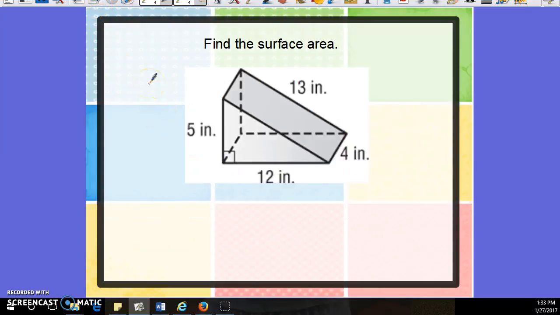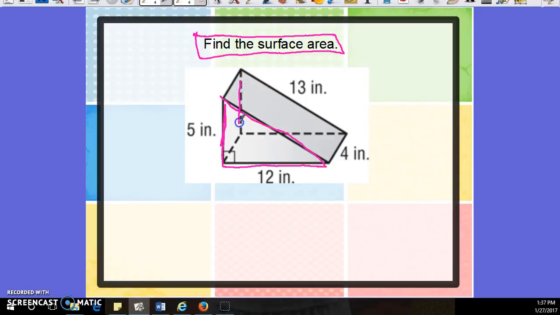All right, so for this one, find the surface area. So everyone should draw this and find the surface area. And remember, the surface area is what? All the faces. So it's the faces and the bases. All right, in order to find the surface area, you have to find the surface area of each side. And you can tell that the lateral sides are actually different measurements, they're not all the same.